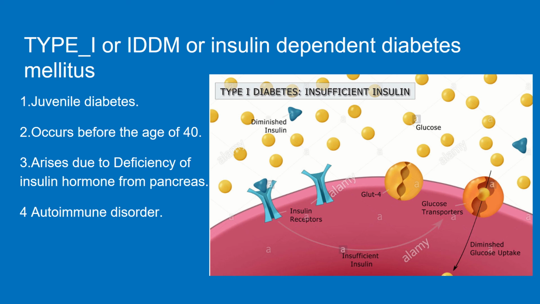So, T cells of the immune system start destroying the beta cells of the pancreas. As a result, the pancreas does not produce insulin. Diabetics of type 1 must receive exogenous insulin to survive, that is, from an outside source in the form of injections.